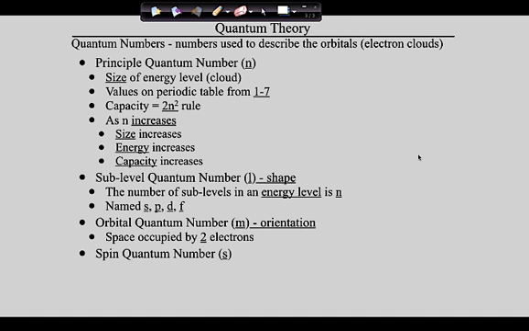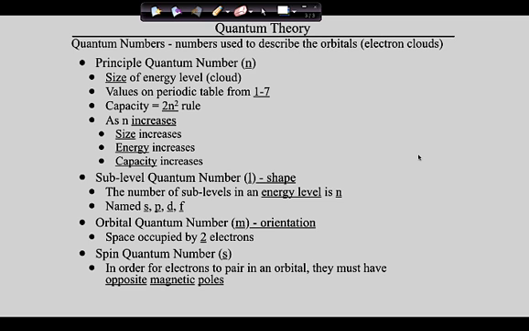That is what is called or described by the spin quantum number. And the idea is this, and I didn't leave you enough room to write this down, I'm sorry. The idea is this: in order for electrons to pair, they must have opposite magnetic poles.